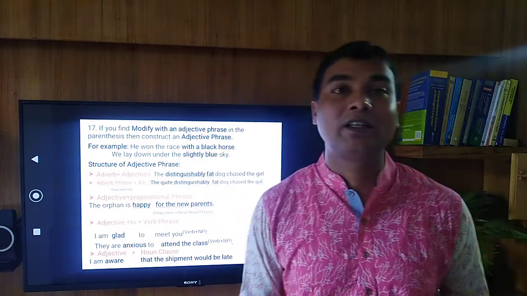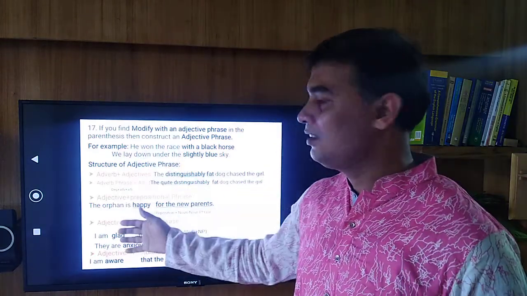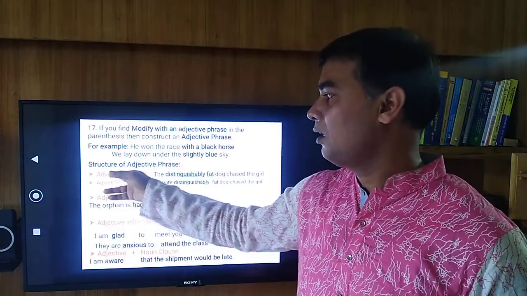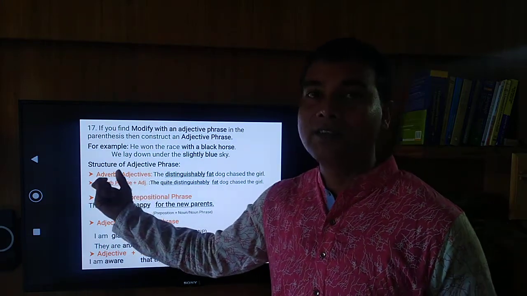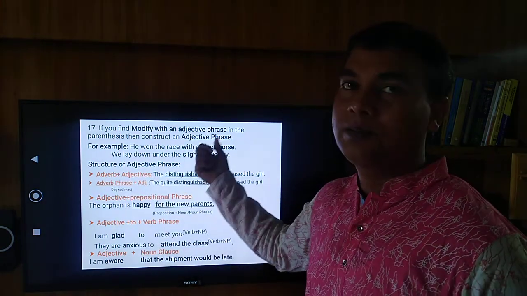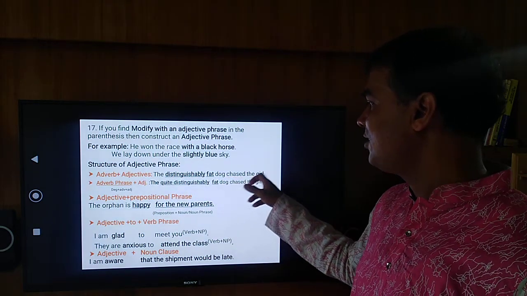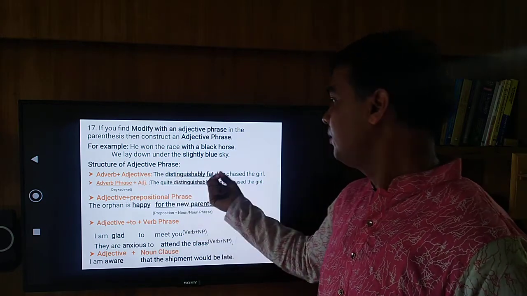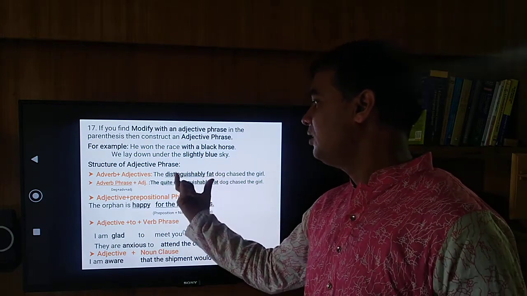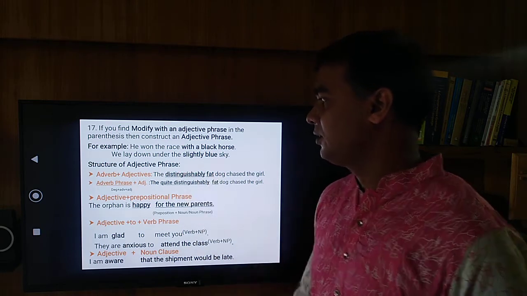And now the question arises, how can we construct an adjective phrase? There are some techniques, and the first one is adverb plus adjective. If we combine adverb and adjective, then it will create an adjective phrase. For example, the distinguishably fat dog chased the girl. Here you see distinguishably is an adverb, fat is an adjective. So distinguishably fat is an adjective phrase.